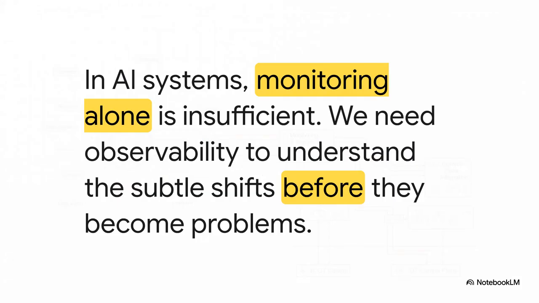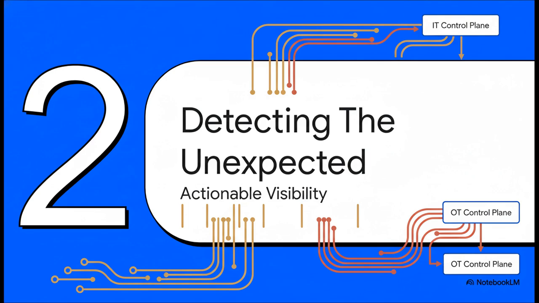And this is the absolute key when it comes to AI. Because AI behavior isn't static. It can drift and change over time. Just watching for predefined failures is nowhere near enough. We need observability to understand all those subtle shifts and weird new behaviors before they spiral into real problems. Okay, so if observability gives us this power to explore and ask questions, how do we actually turn that into a real active safety mechanism? Well, that's where detection comes in. It's all about making our visibility something we can act on.